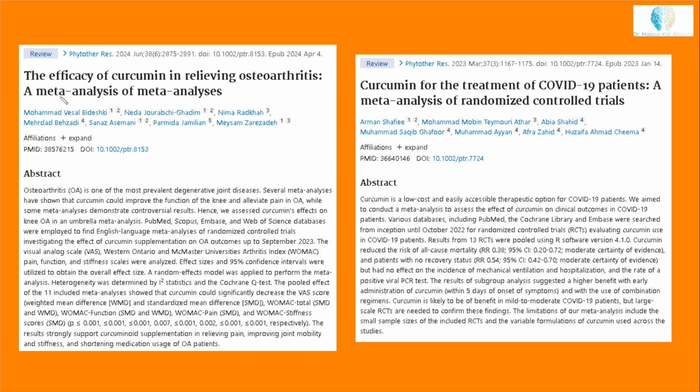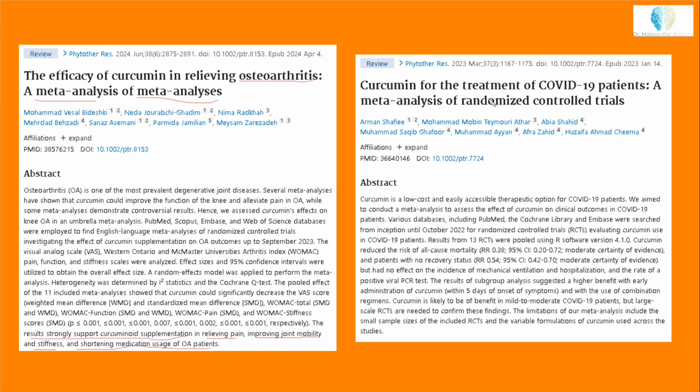Here on the left, we have another one, it's kind of an umbrella review. It's a meta-analysis of meta-analyses, this time investigating patients with osteoarthritis. And what they saw was that there were clinical and laboratory benefits to the use of curcumin. The results strongly support curcuminoid supplementation in relieving pain, improving joint mobility and stiffness, and shortening medication usage of patients with osteoarthritis.